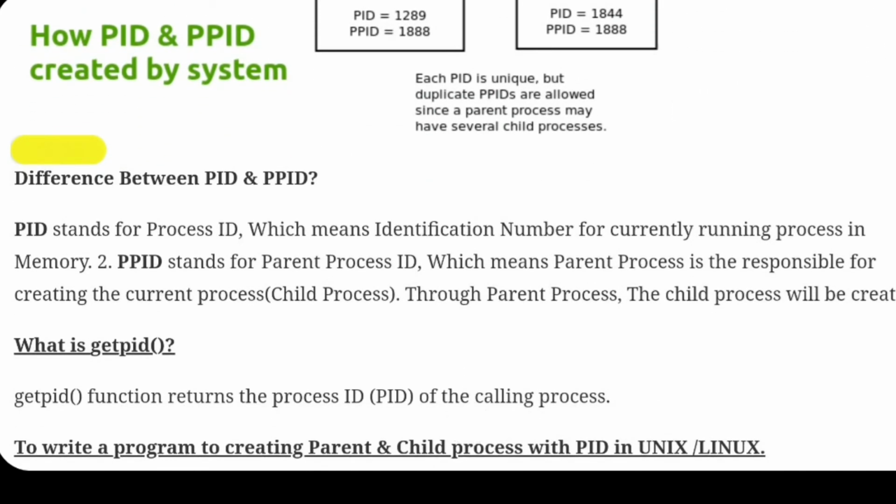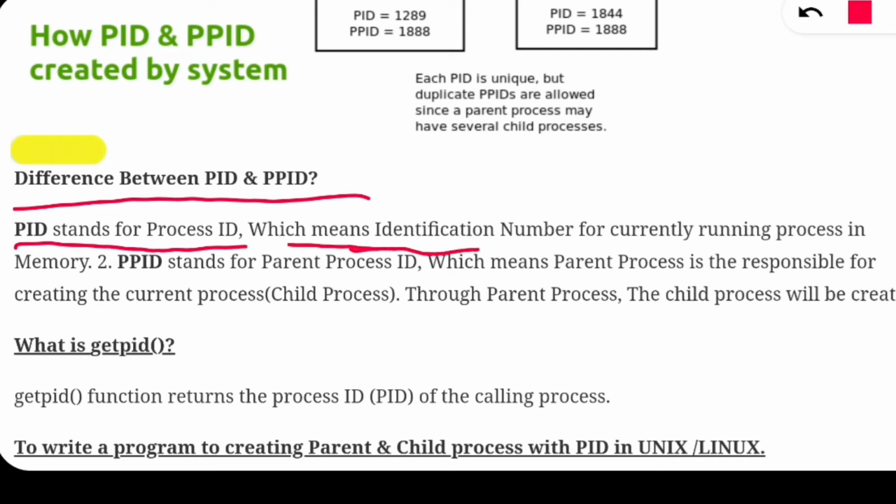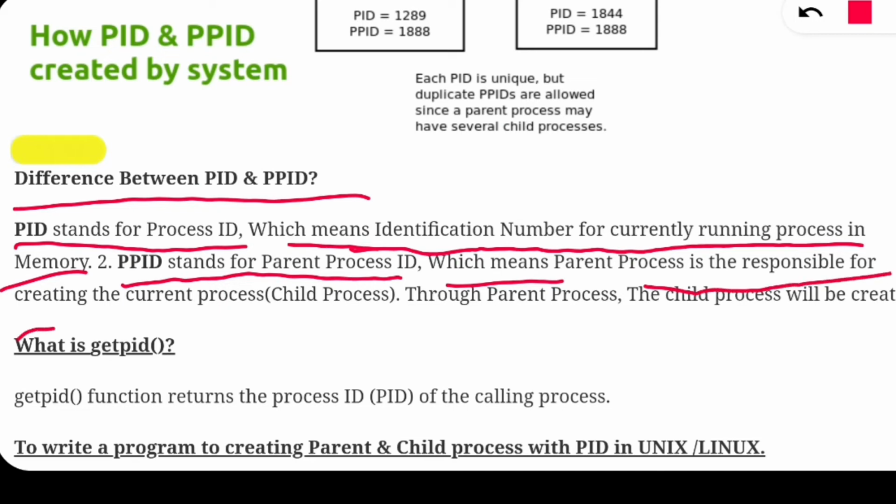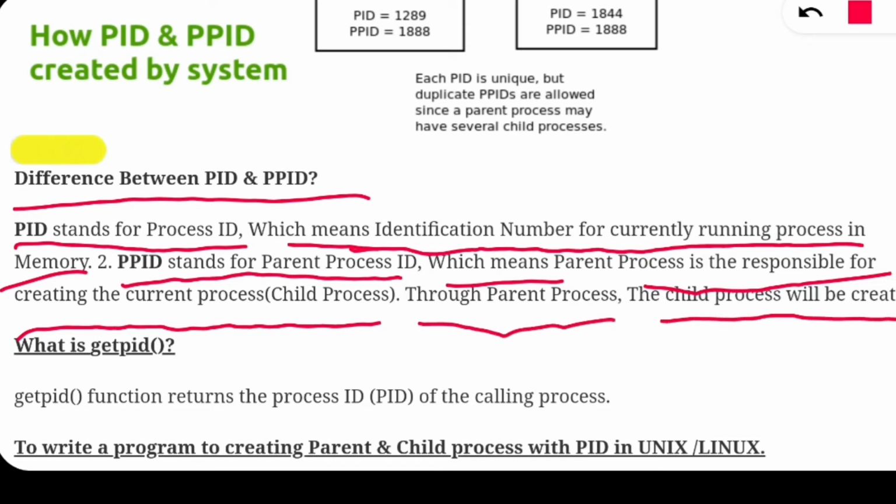Now, the difference between a PID and a PPID. PID stands for process ID, which I have already told you, which means the identification number for the current running process in the memory. PPID stands for parent process ID, which means the parent process is responsible for creating the current child process. Through this parent process, the child process will be created.